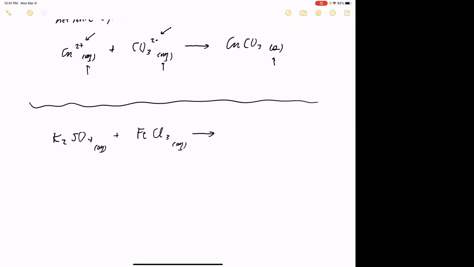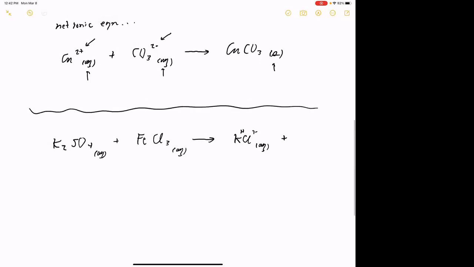Now we've got to let the ions exchange partners, right? So one thing I'm going to make is potassium chloride, which is KCl. That's a 1 plus and a 1 minus, so I know I got the formula right. It's an AQ because potassium is a group 1A. That's rule number 1. And then what about the other one that I make? It looks like it's going to be iron 3 sulfate maybe.